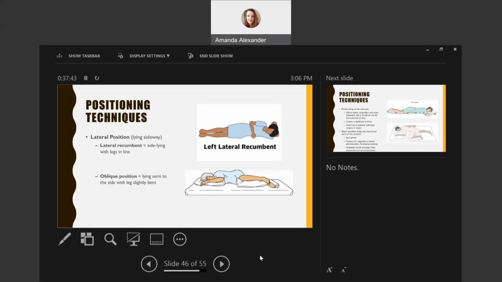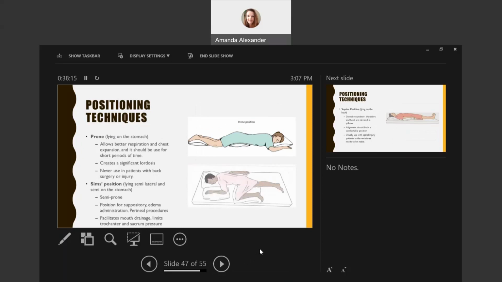The oblique position is another position that we use. Sometimes this position, also called the Sims position, is used for digital rectal stimulus, or they're looking for a rectal exam. It's also used to take pressure off the sacrum and the back of the buttocks and hips.